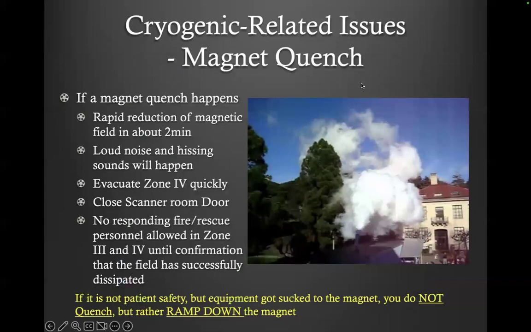Okay, so what do you do when you have a magnet quench? If a magnet quench happens, there's going to be rapid reduction of the magnetic field in about 2 minutes. There's going to be loud noise and a hissing sound, as you just heard. You should evacuate Zone 4 very quickly. You should close the scanner room door. And no responding fire or rescue personnel should be allowed in Zone 3 or Zone 4 until confirmation that the field has successfully dissipated.